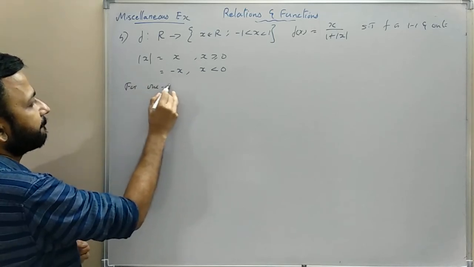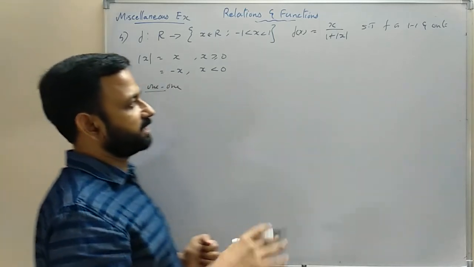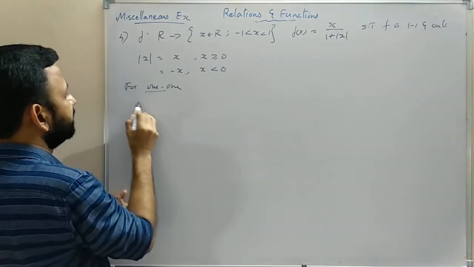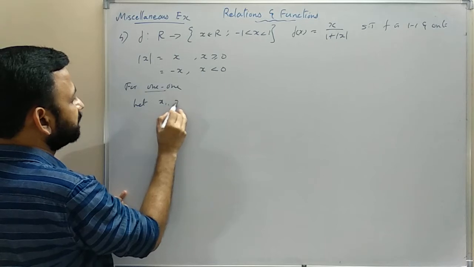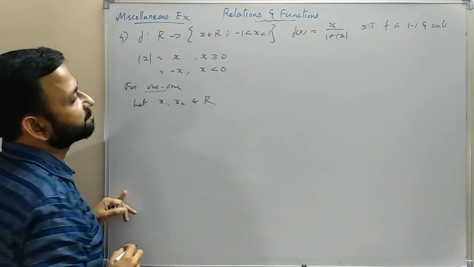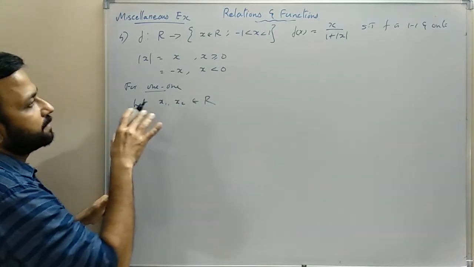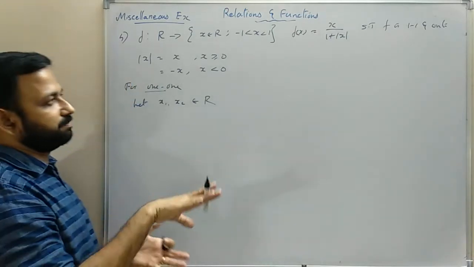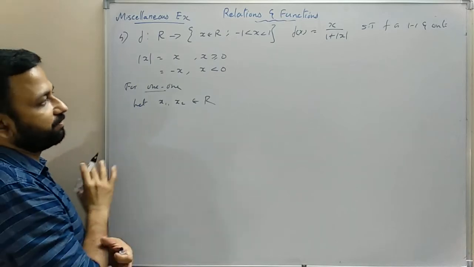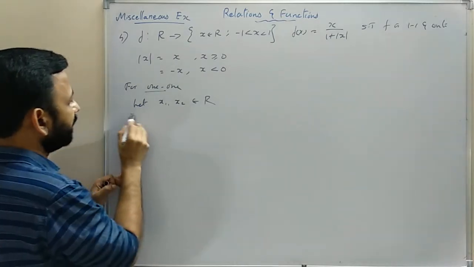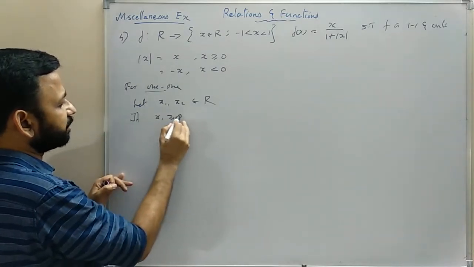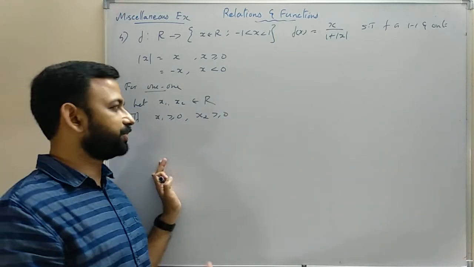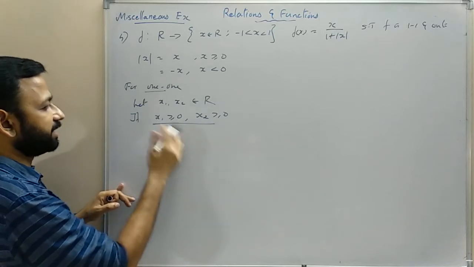For one-one, first we take two elements, x1 and x2, belonging to the domain. We can take them from the set of real numbers. Let x1, x2 belong to R. Here each can be positive or negative, or one of them positive and the other negative. So we have different cases. If x1 is greater than or equal to 0 and x2 is greater than or equal to 0, that is, both of them are positive, then we can show that it is one-one.